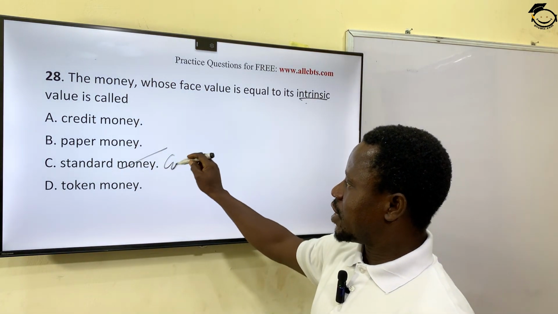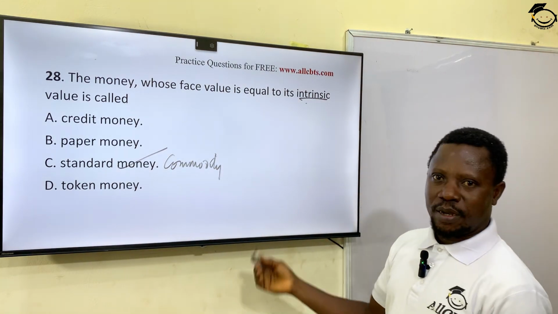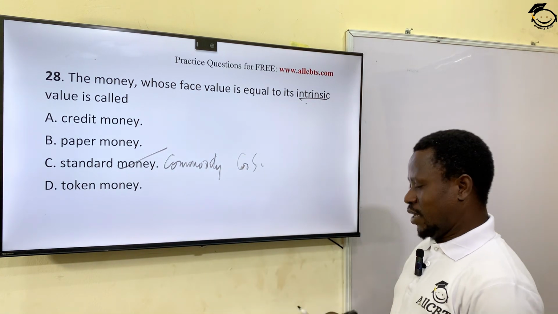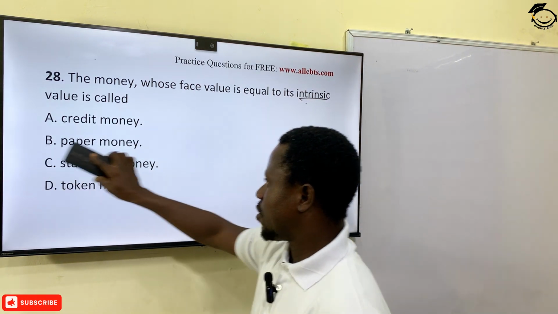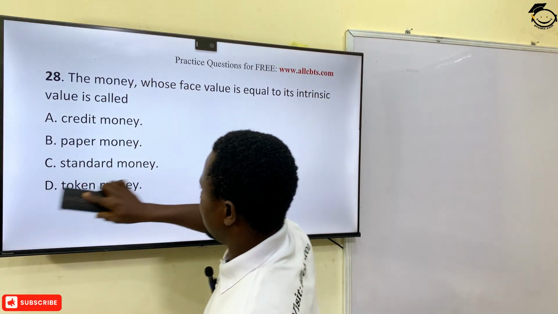Another name for standard money is commodity money. What is a commodity money? Gold, silver, and what have you. All these very expensive items, they are called standard or commodity money. So, C is the correct option.